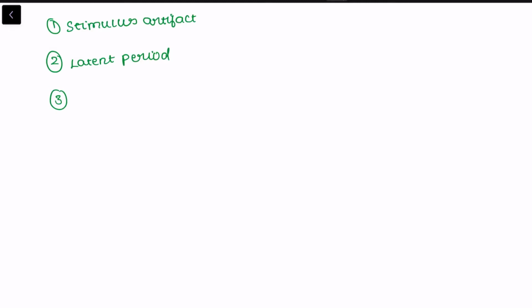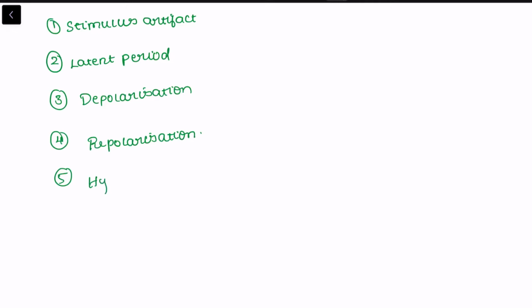Now let's see the phases of the action potential. First is the stimulus artifact, then the latent period, depolarization, repolarization, and hyperpolarization. Now I'll explain each and every term.